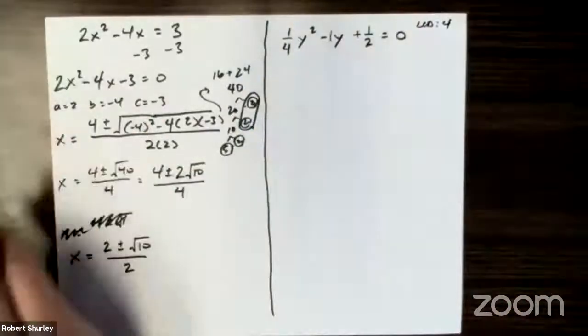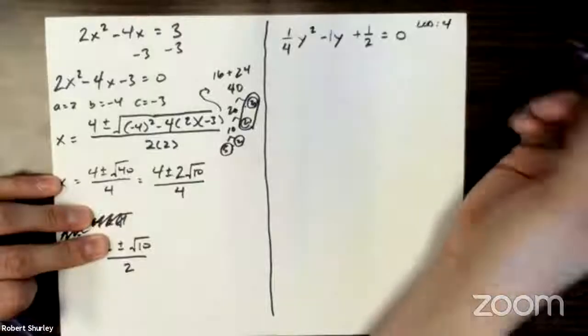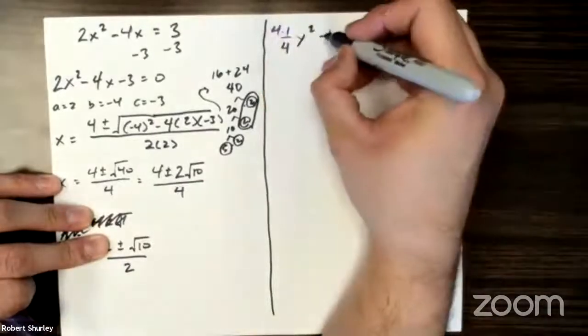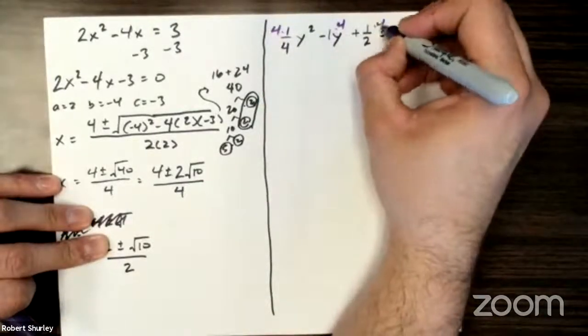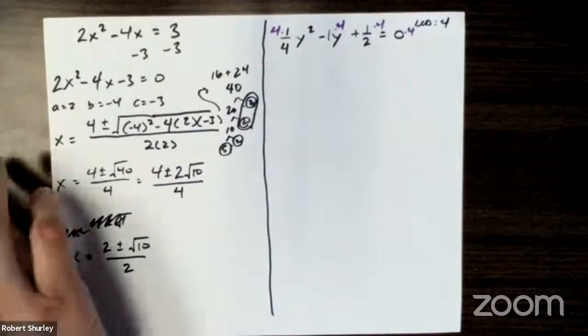So I've got to multiply all 4 parts by 4. So I'm going to take out another color. I think this will show through. So 4, 4, 4, and 4. I multiplied all 4 parts by 4.